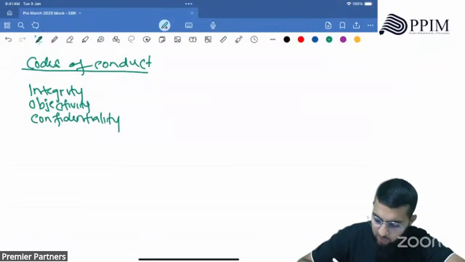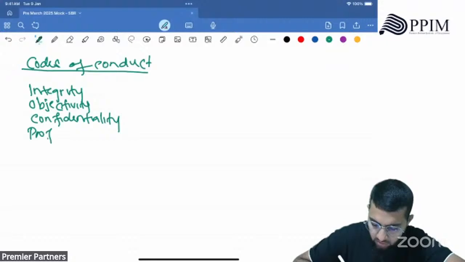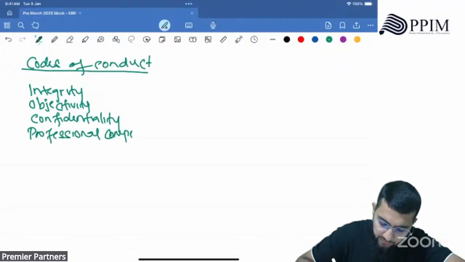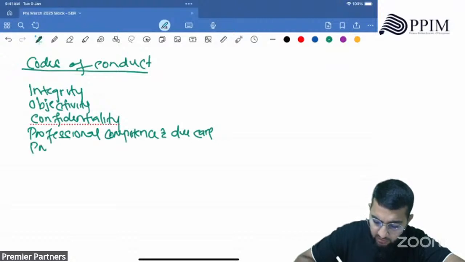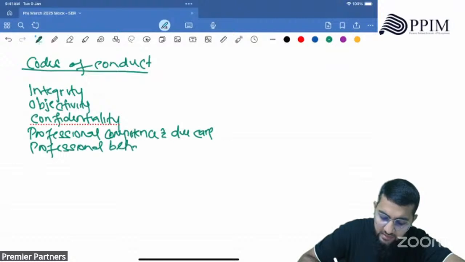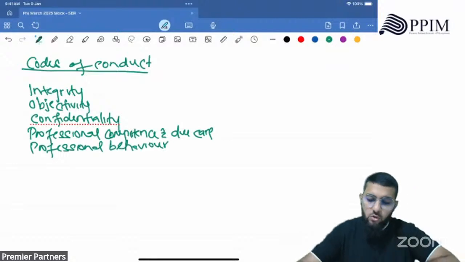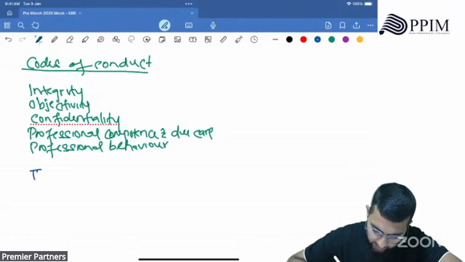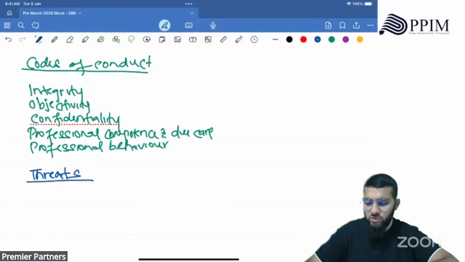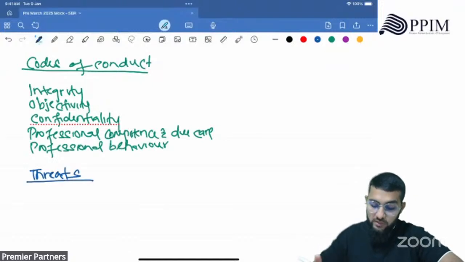There is the ACCA code of conduct as well. Professional competence and due care. As accountants, we are all supposed to follow these codes of conduct. Professional behavior. But there are instances when these codes of conduct are threatened, right? There are threats that threaten the codes of conduct, and because of those threats, we may not follow the codes of conduct and stay true here.